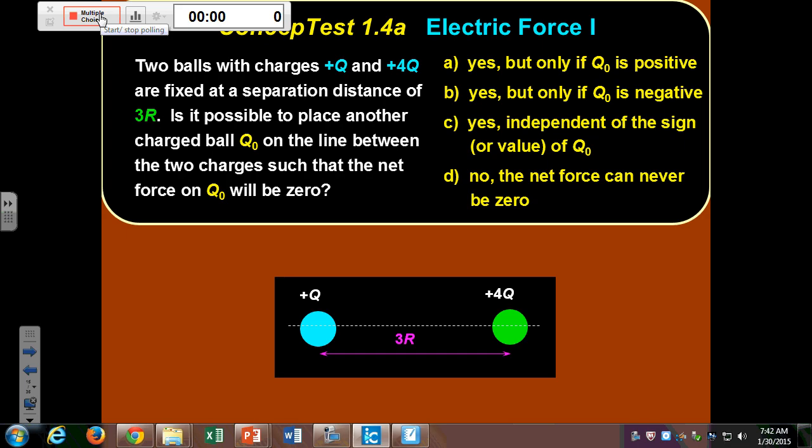Two balls, plus Q and plus 4Q, separated by 3R. Is it possible to place a charge Q naught between these two charges so that the force on that charge is 0? And if it is possible, then what is the sign of Q naught? Is it positive, negative, it doesn't matter, or it can never be 0? That is, if I place a charge right here in the middle, what must be the sign to get 0 force on it?